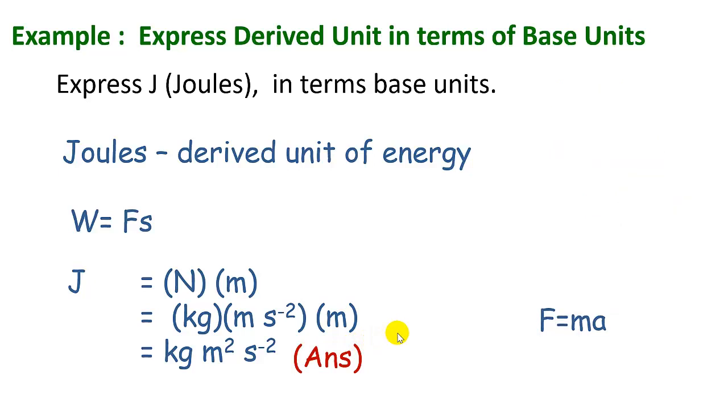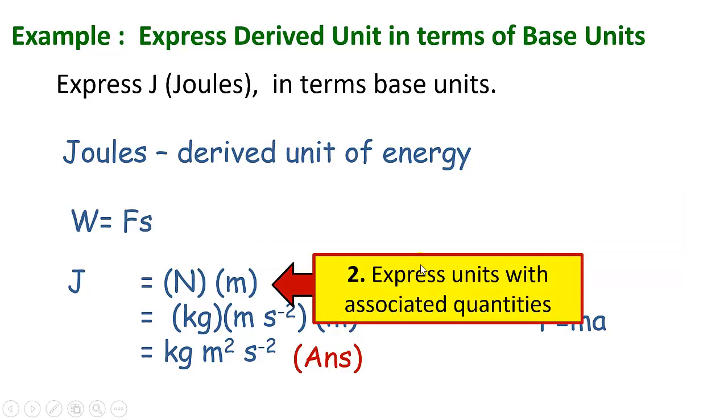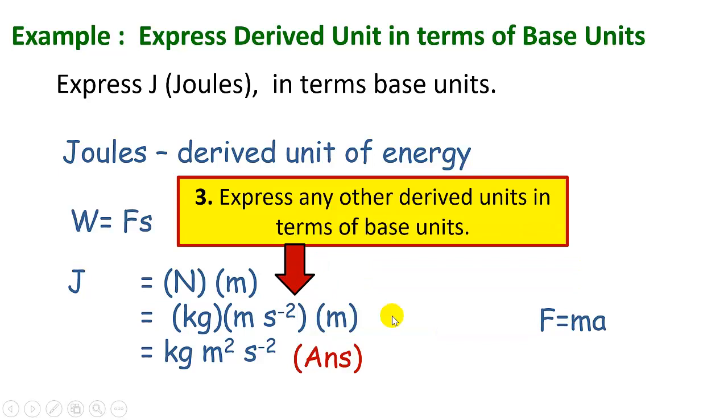Let us now sum up the general steps to express a derived unit into base units. Number 1, we will need to find an equation that expresses the associated derived quantity in terms of other quantities, preferably base quantities. Number 2, we will now express the units with the associated quantities. Number 3, if there are any further derived units in the intermediate steps, then we will need to further express these derived units in terms of base units until all the derived units are replaced with base units.